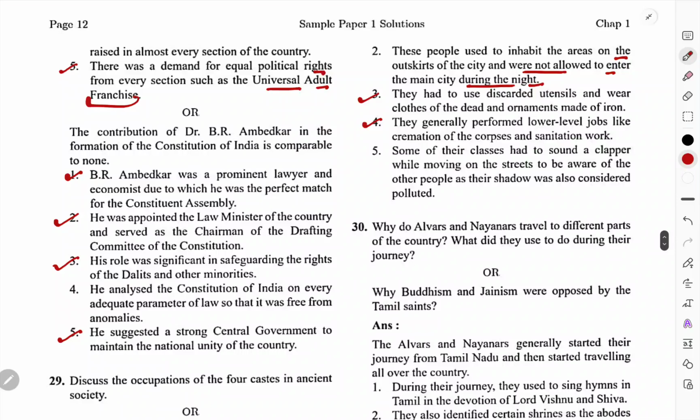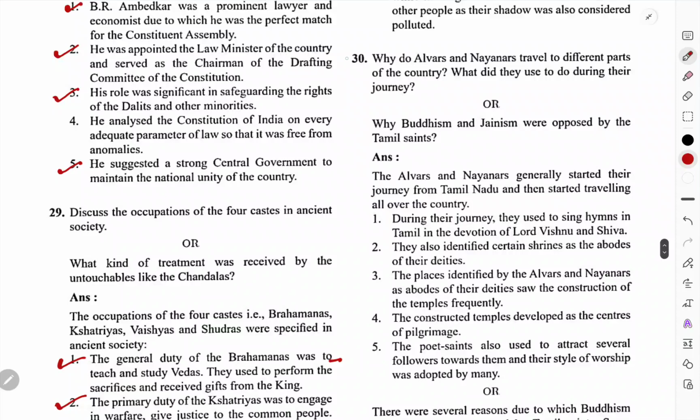Some of their classes had to sound a clapper while moving on the streets to make other people aware, as even their shadow was considered polluted. Why did the Alvars and Nayanars travel in different parts of the country? What did they do during their journey?